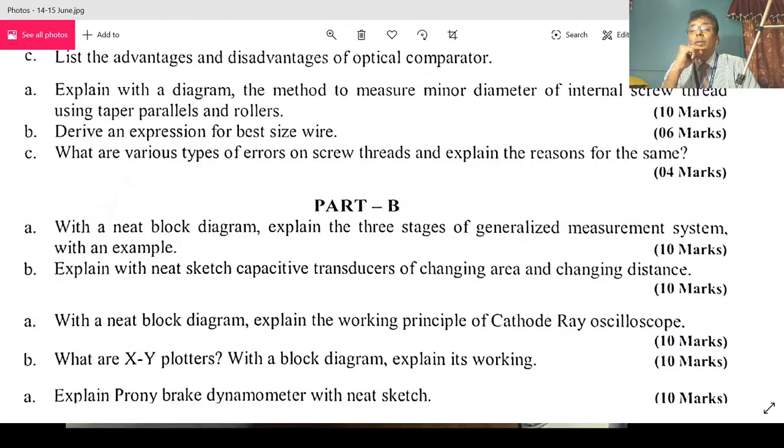Let's see if possible. Next, there is an expression for the best size of the wire, the 3-wire method. I don't think it is there in the present syllabus. This is a previous syllabus, so let us not worry about it. Next, what are the various types of errors in screw threads? Please don't worry, this is not from this, this is the old syllabus.